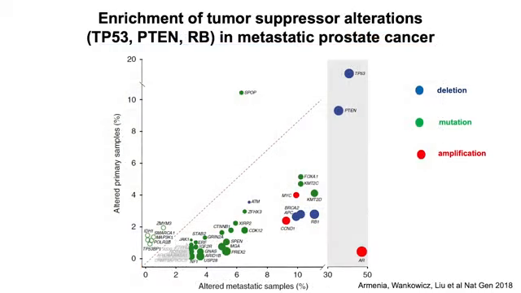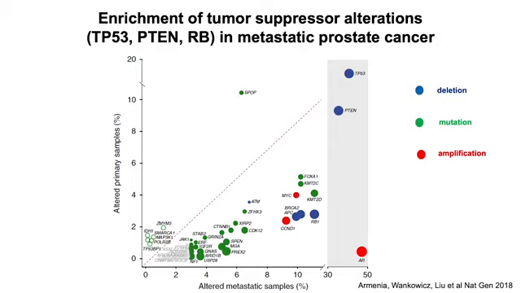To set the stage for the plasticity concept, this is a plot from a large consortium that Arul Chinnaiyan and I led some years ago to sequence metastatic prostate cancer at scale, sort of to go with the TCGA, which was all primary prostate cancer. And there's a ton of information in here, but I want you to see 2 or 3 things.